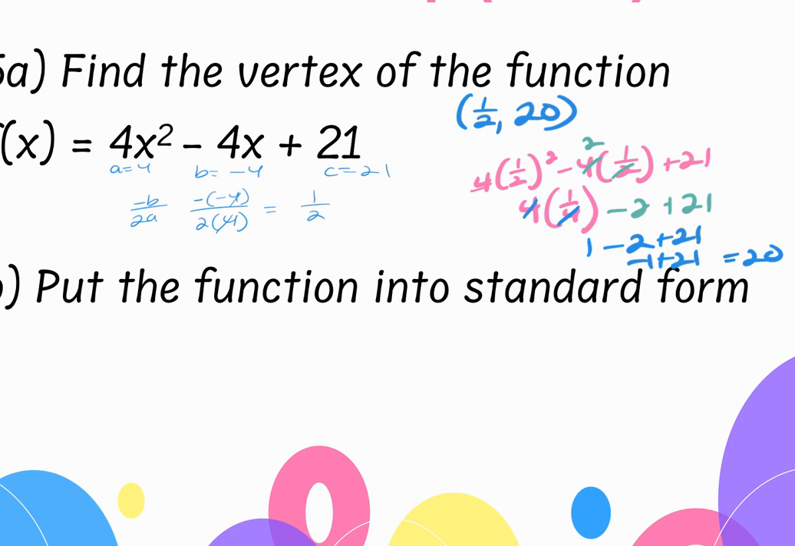And this also tells you if it has a max or min. I mean, not if it has one, but what the max or min value is, right? This parabola would open in which direction? Up. So it would have a min, and that min would be 20.